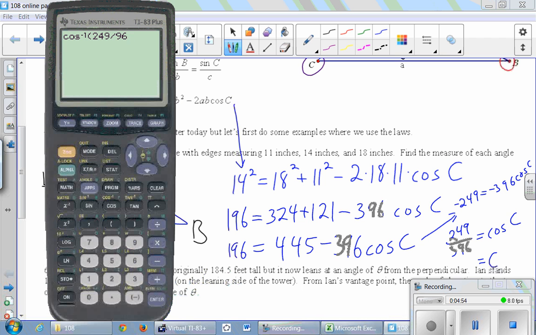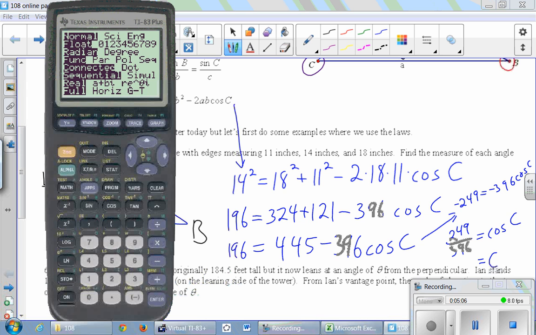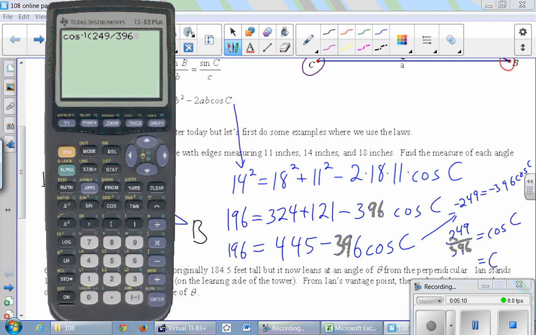Okay, again, anytime you hit one of the trig buttons, make sure you know what mode you're in. This problem doesn't specify. I know I said we want to try to be in radian mode as much as possible this semester, but let's just be very gentle on this problem and think about it in degrees, just so we can get numbers that we're a little more comfortable with. So 249 over 396, and it turns out that angle right there is about 51.04 degrees.